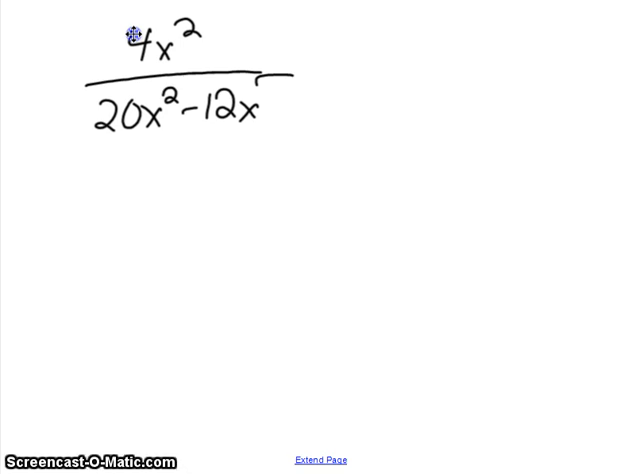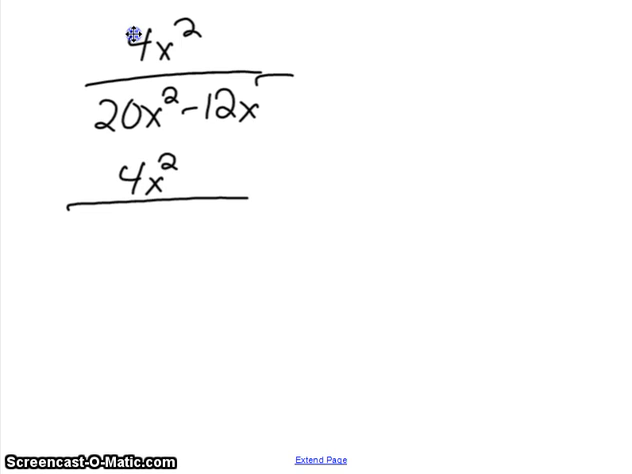Okay? That does not need to be factored. It's already considered to be in factored form. So if it's only one term, if there's no plus or minus, you do not have to factor it. So I'm just going to bring that down. The denominator has more than one term, and so it does need to be factored. And that can be factored using the GCF.